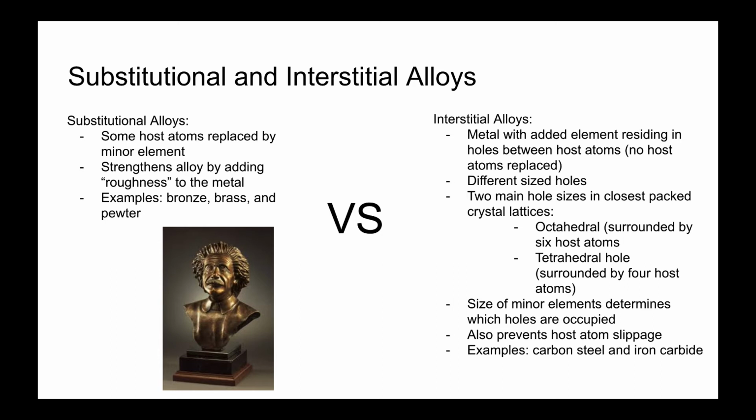The elements that occupy these holes depend on the size of the elements. Since if they're too big, they won't fit in the tetrahedral, but might fit in the octahedral. And this also prevents host atom slippage, which strengthens the metal. Some examples would be carbon steel and iron carbide. In iron carbide, you have carbon lying in between the holes of the iron. So in summary, to distinguish between substitutional and interstitial, you have to determine whether the added minor element is either replacing the host atoms or lying between the spaces created by the host atoms.